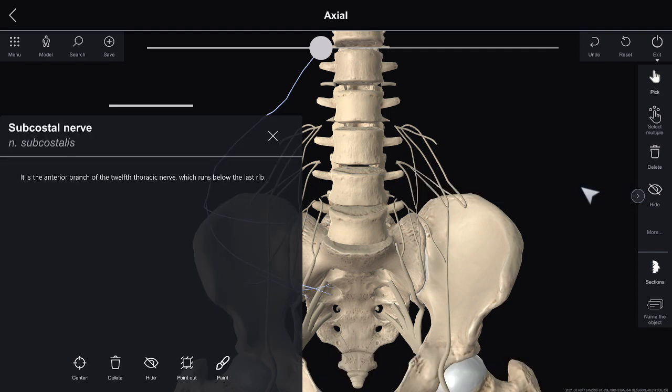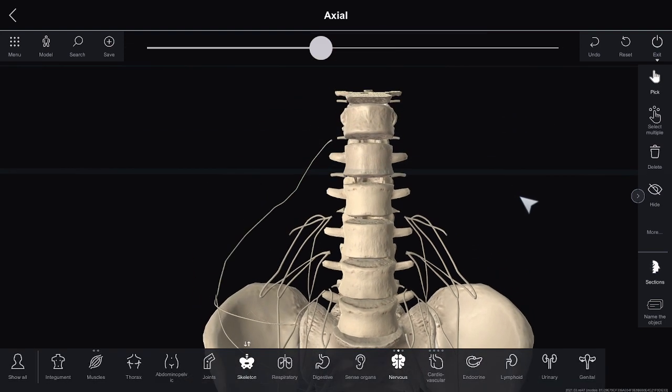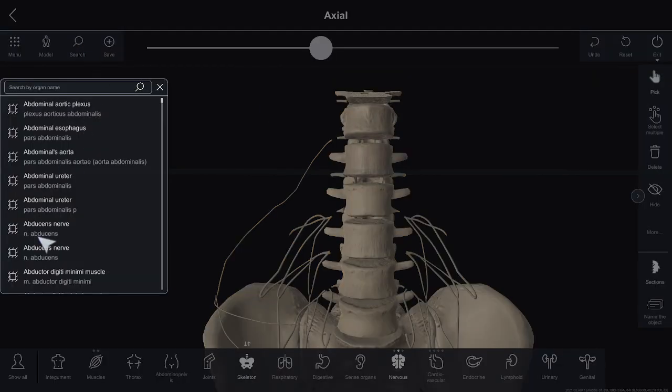Then we use this letter I for information. I click it and we shall read: subcostal nerve, nervus subcostalis. It is the anterior branch of the 12th thoracic nerve, which runs below the last rib. Last rib, where is it? We can't find it here, so it would be good to find it.